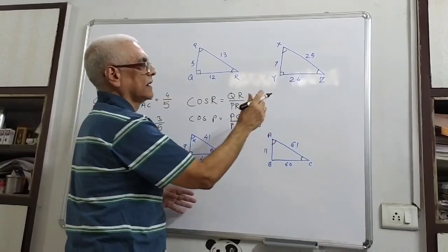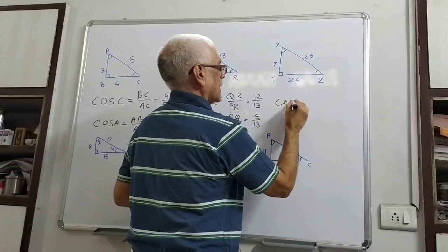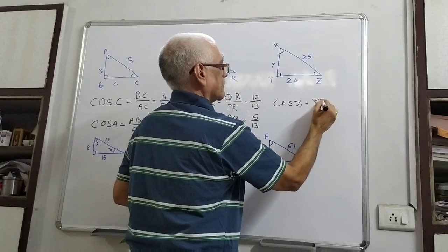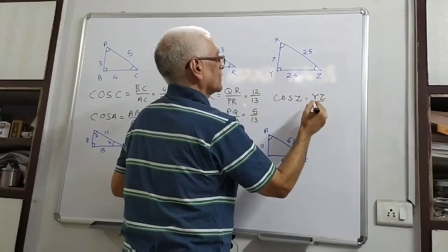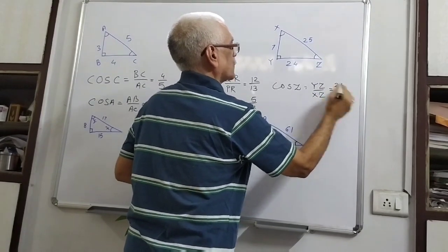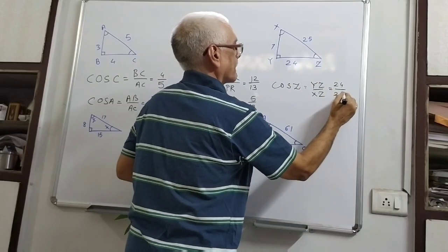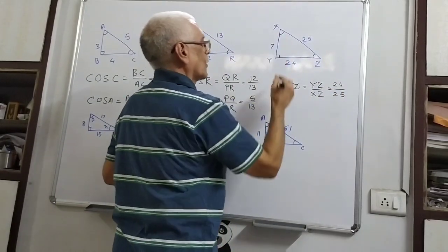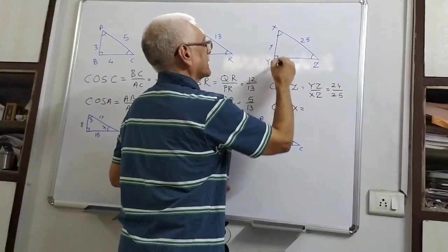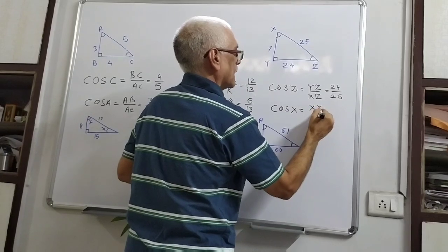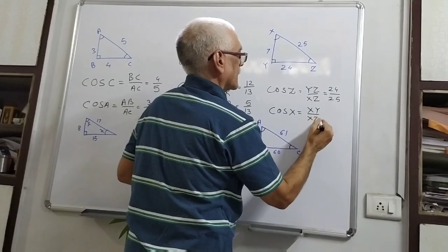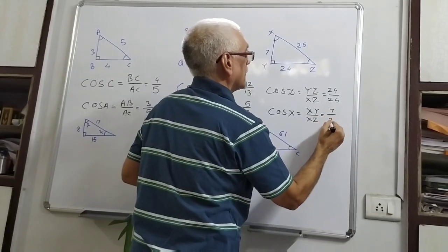In this triangle, if we want cos Z, the side adjacent to Z is YZ upon hypotenuse XZ. This comes out to be YZ is 24 and XZ is 25. Now if you want cos of X, cos of X will be equal to the side adjacent to X, that is XY, upon hypotenuse XZ, that is equal to 7 upon 25.